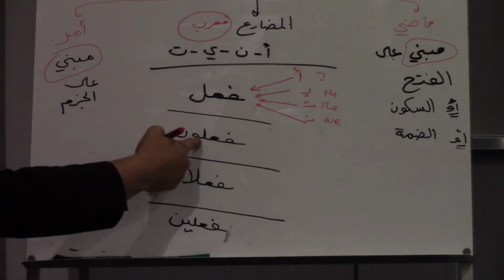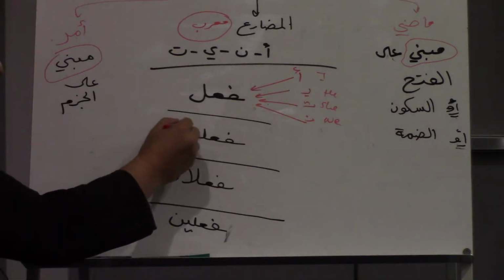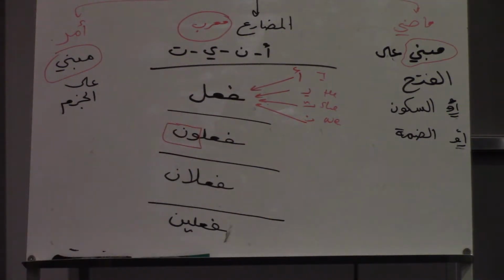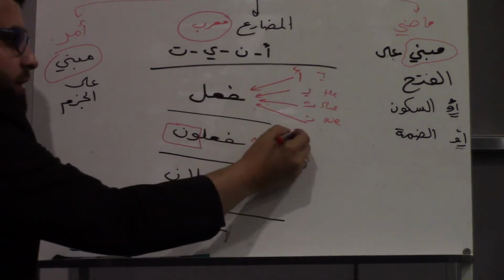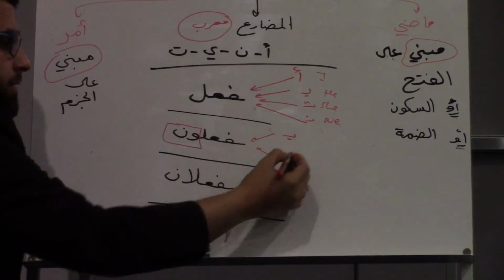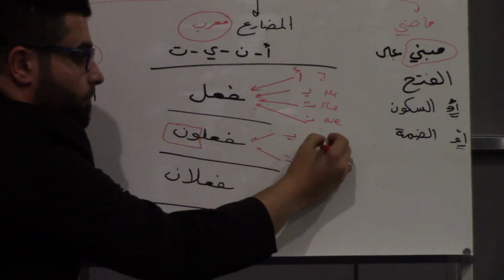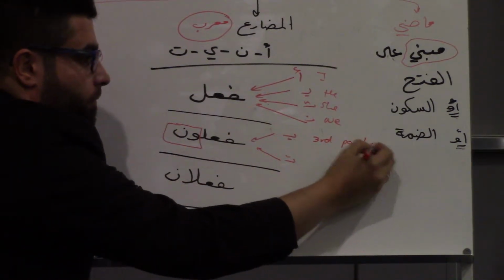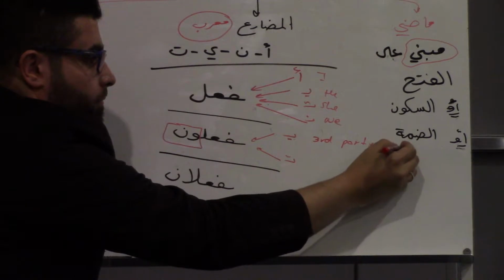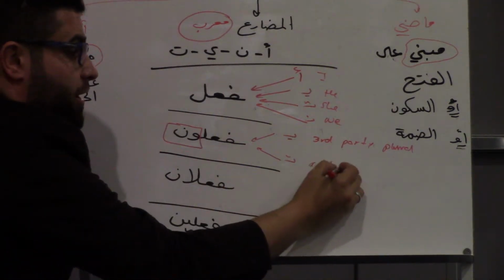Now, with the waw and noon at the end, which is plural, the waw and noon here is saying that we're talking about a group, plural. So what can we start this with? We can say yaf'alun, or can we say taf'alun? Yaf'alun is third party plural. Taf'alun, addressed plural.